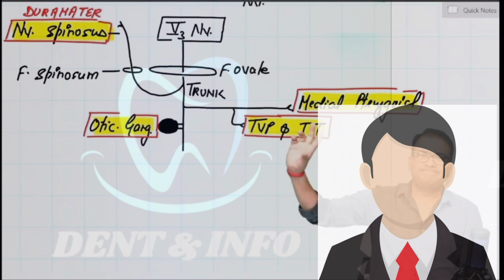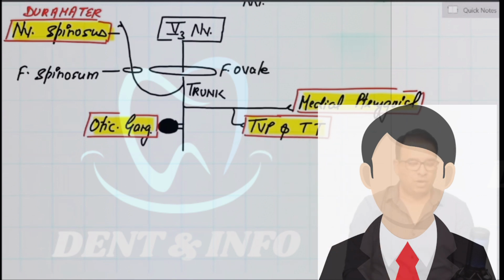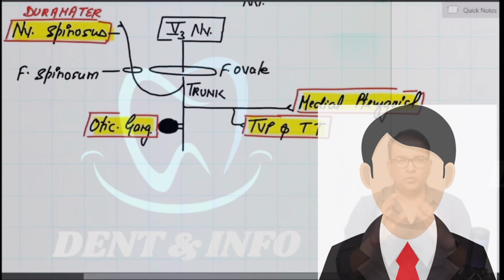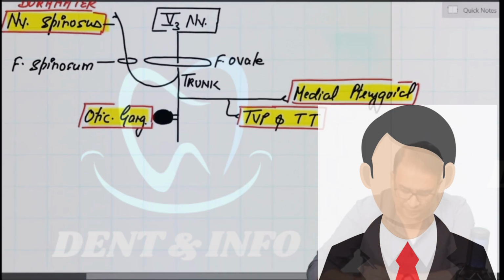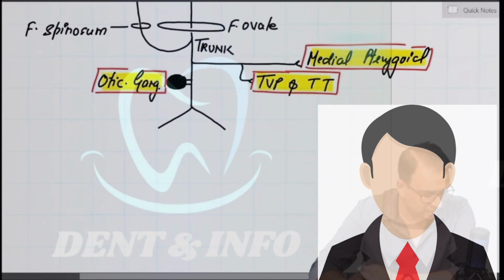So guys, this is about the trunk, and those are the four important things about it. Now let's move on. What happens after the trunk? After the trunk does all this, the mandibular nerve will divide into an anterior and a posterior division. So let us say this here is the anterior division, and this is the posterior division. I'm just drawing a schematic diagram for you.